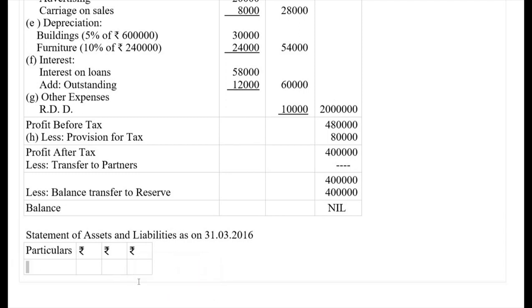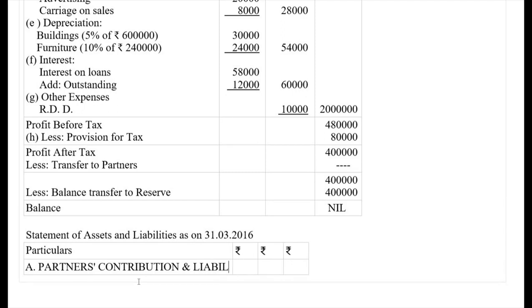So let us start preparation here. This is A, partners' contribution and liabilities. So in that, A, partners' contribution. In this case we need not add anything, so directly I will take it to the outer column, that is rupees 10 lakhs.